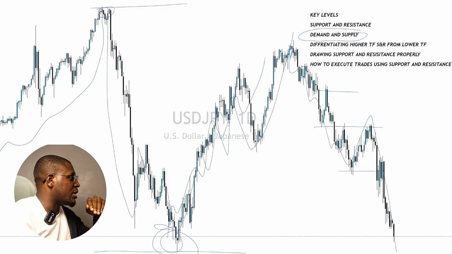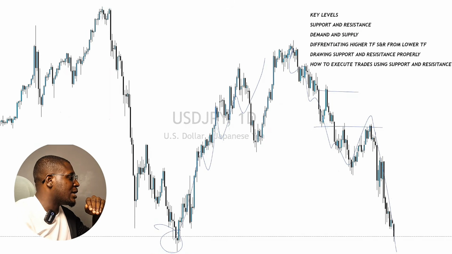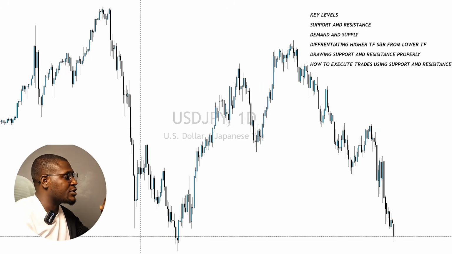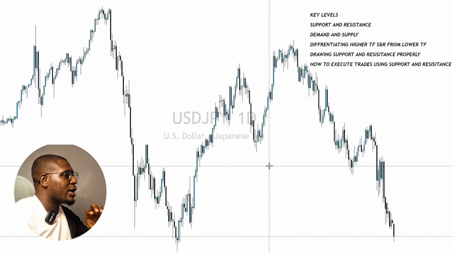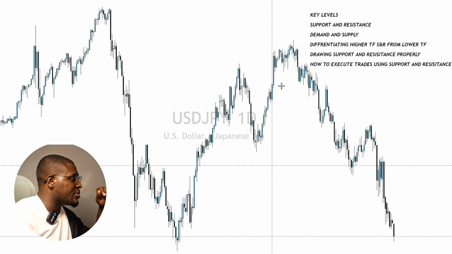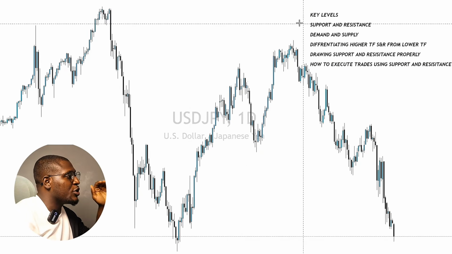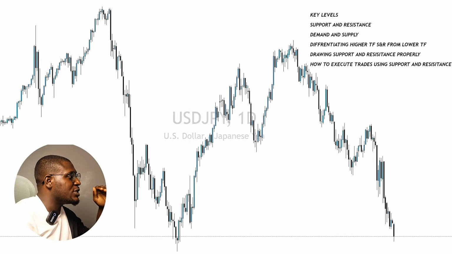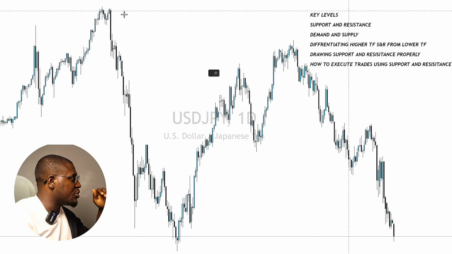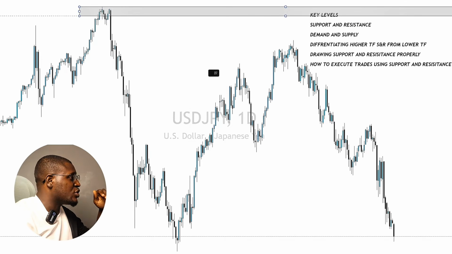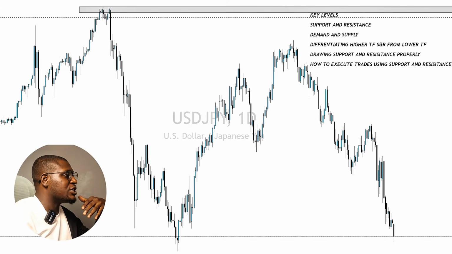So let's just get this off my charts quickly, and let's draw this support and resistance on a higher time frame first. So we're starting out with the daily, and we're going to scale lower into the smaller time frames. When you want to draw your support and resistance, focus on using not just lines, but you could also use rectangles. You could use rectangles to identify support and resistance. But for me, I like to keep my charts clean.